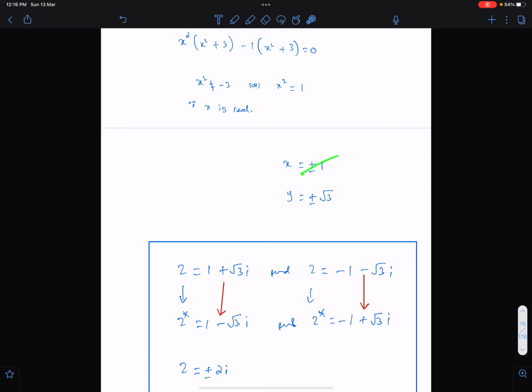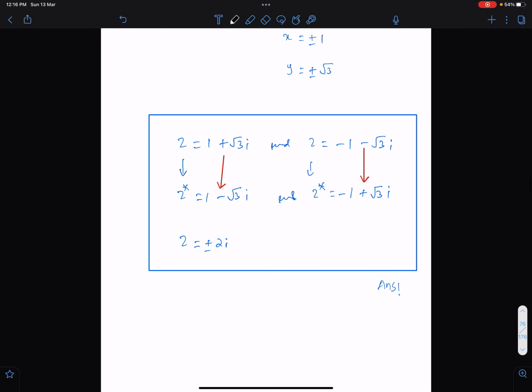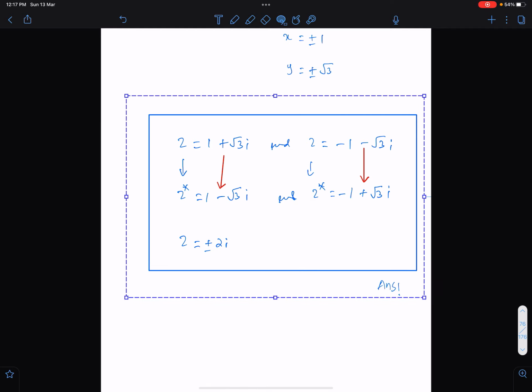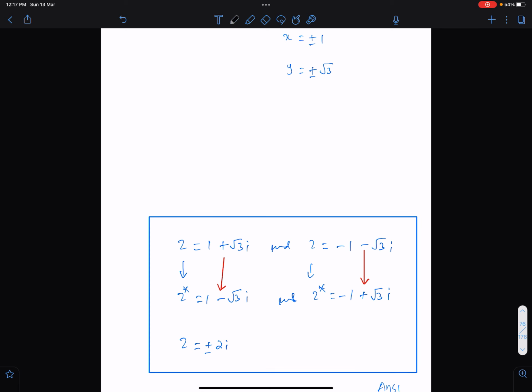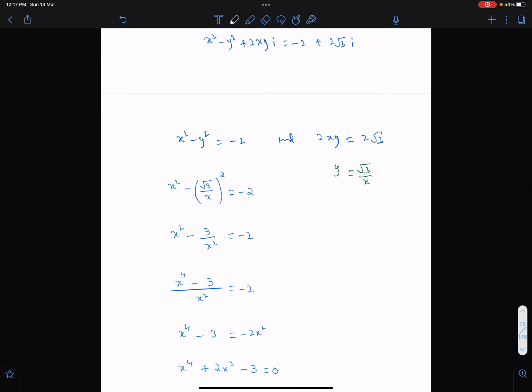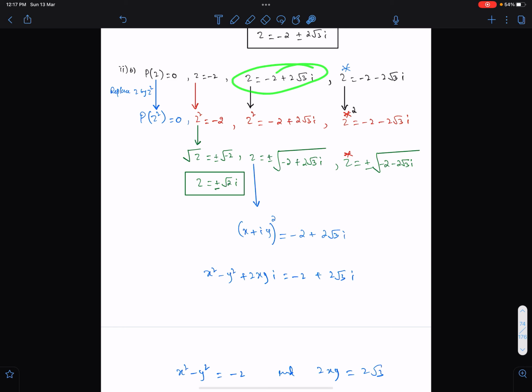Now substitute these values into x plus iy. See, z was x plus iy. So the first answer is 1 plus root 3i and the second answer is minus 1 minus root 3i. So these are two answers of this root, this one. Since both roots are conjugates, the answers of this root will be conjugates of the answers of this root.